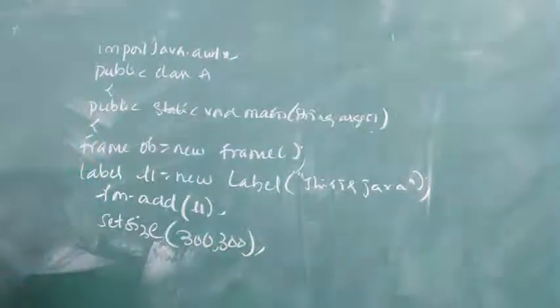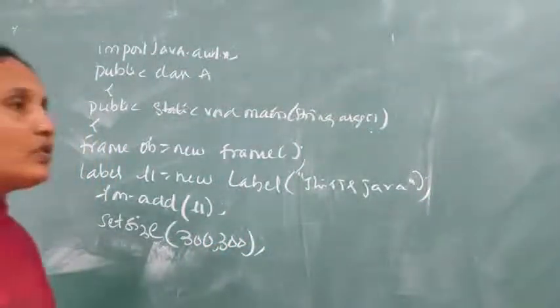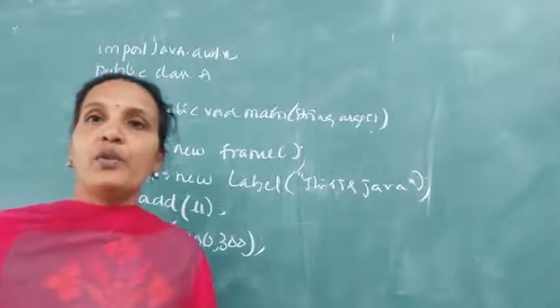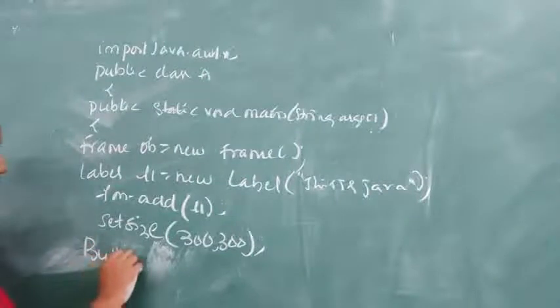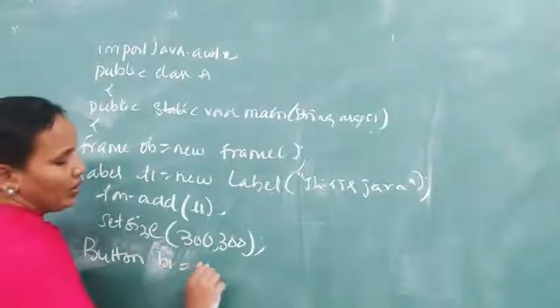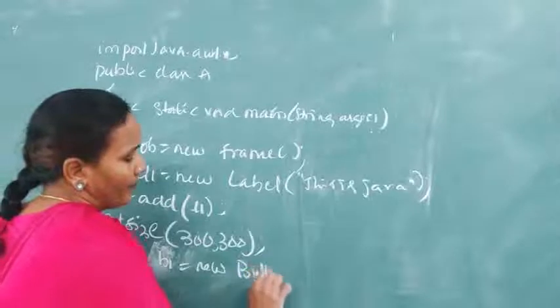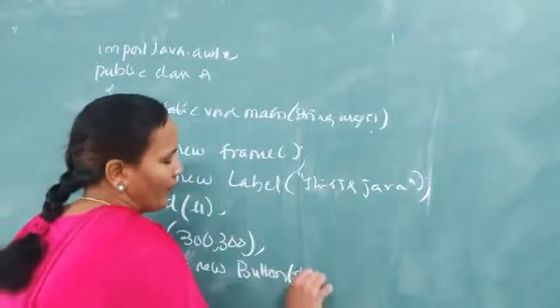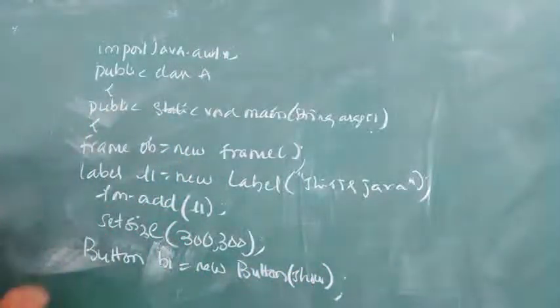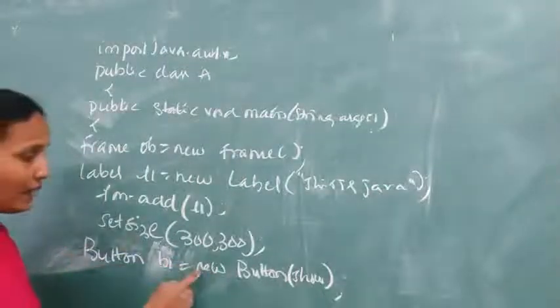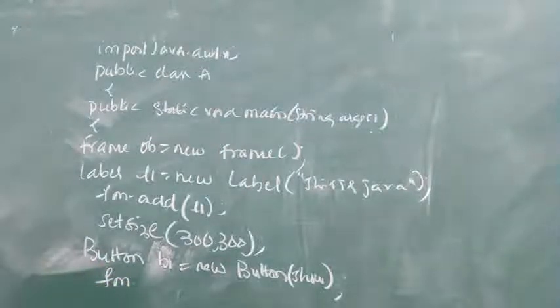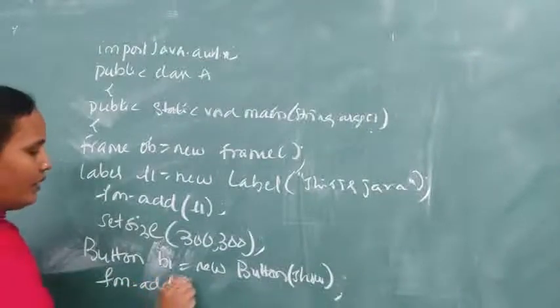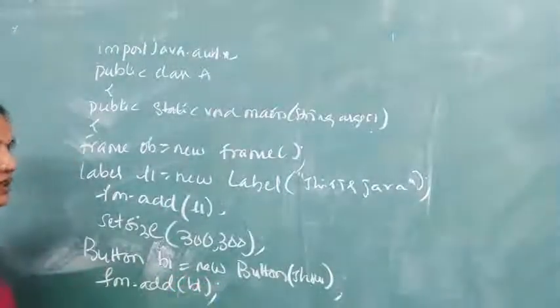Now the frame is ready, with only the label added. If you want to add a button, again you create the button: Button B1 = new Button("Show"). After creating the button, again you need to add the button to this frame. So FM.add(B1). Here B1 is nothing but the button.